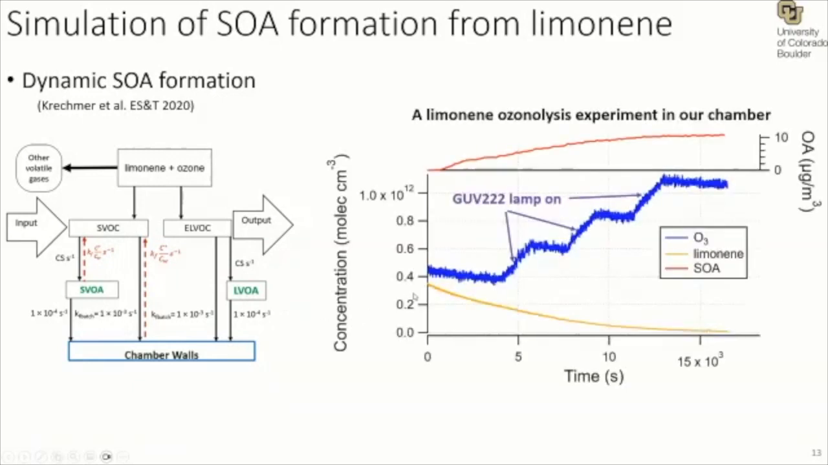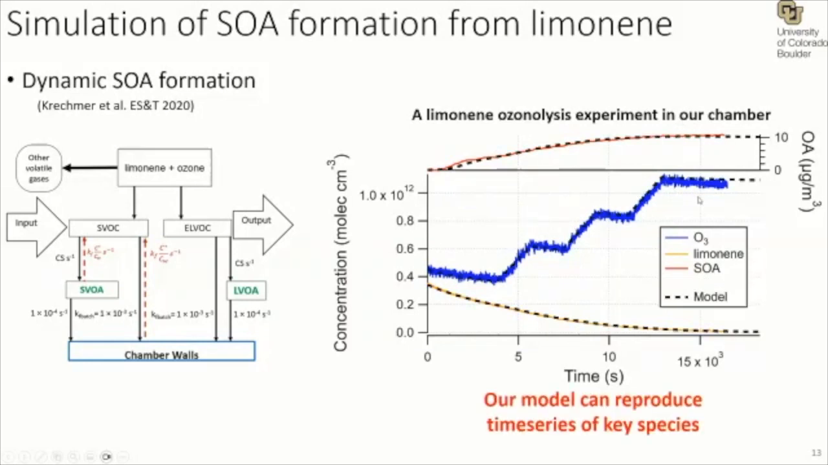In our chamber, we have done some experiments of ozonolysis of limonene, a major VOC emitted indoors and the main indoor SOA precursor. Here's one experiment. So we had some ozone, and when the UV lamp was on, the ozone increased. It reacted with limonene, causing its decay and SOA formation as well. Our model with dynamic SOA formation can reproduce this time series very well.